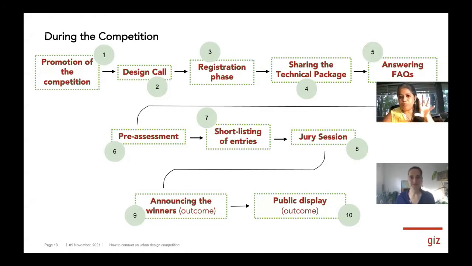Then we had the registration process, and after the registration we shared the detailed technical package with all the registered participants. There was a continuous process of answering FAQs, pre-assessment, shortlisting of entries. Then we had the detailed jury sessions, and then announcing the winner, which was one outcome, and the display of the design solutions that we received. A public display for everybody to see within the city was the second outcome we attempted. Next, please.